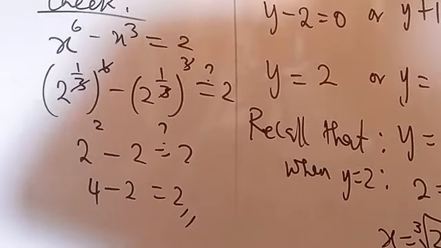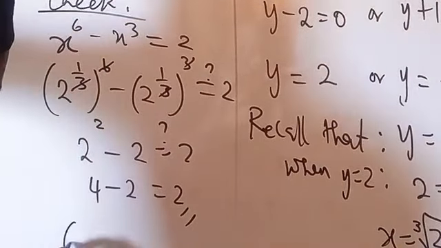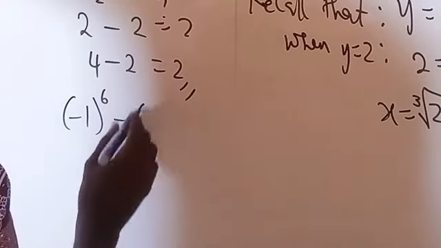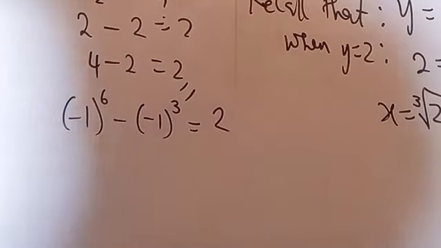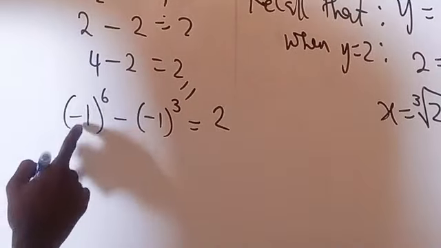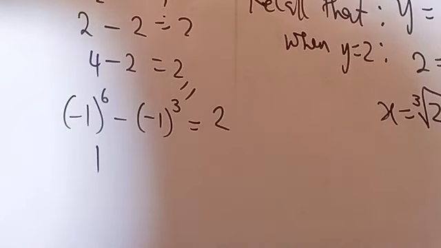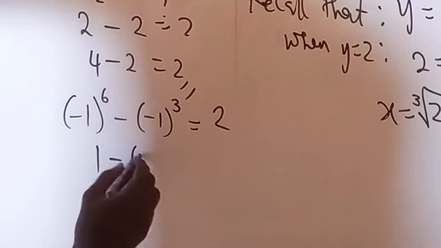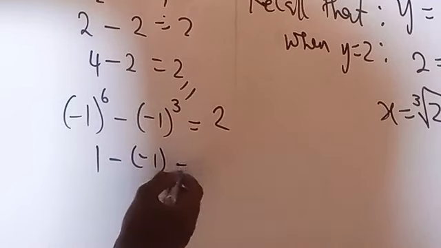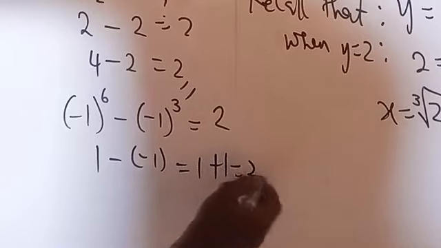Okay, so the next one, I would like you to do minus 1 to the power of 6 minus minus 1 to the power of 3. Is this going to give us 2? Minus 1 raised to power 6 will give us 1, and minus 1 raised to power 3 will give us minus 1. So we're going to have 1 plus 1, which is the same thing as 2.